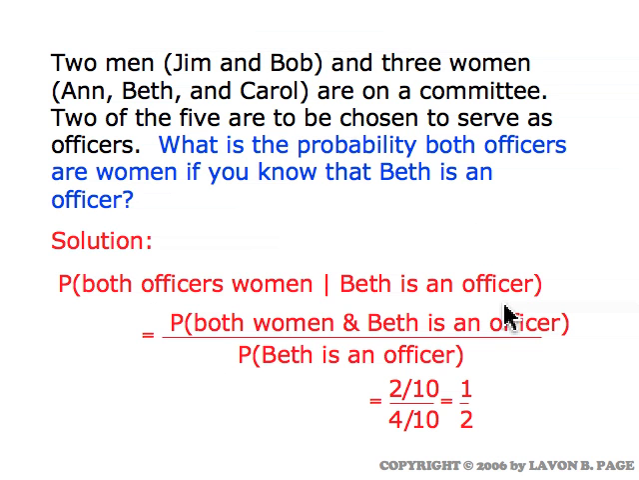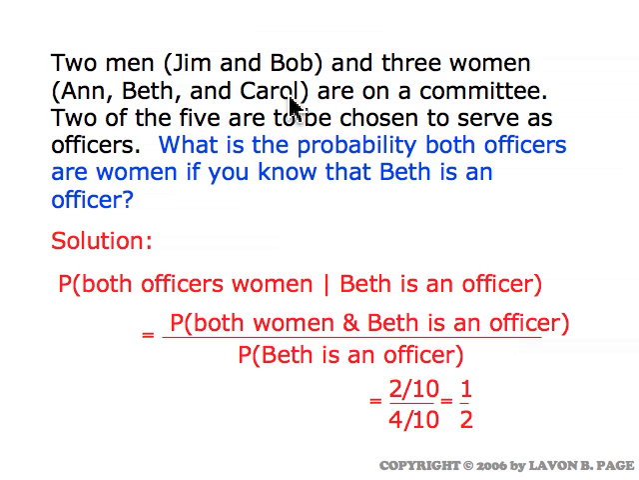The definition of conditional probability says we can get that by looking at the probability both things happen, which says both are women and Beth is one of them, divided by the probability of the given information that Beth is an officer. So we have to fill in these two probabilities in order to determine the conditional probability. For the numerator, we need to fill in the probability that both are women and Beth is one of the officers. Well, let's just go up and look at the list and think what cases those are.